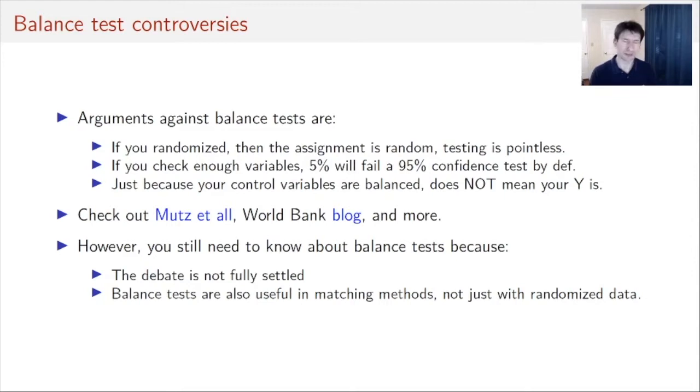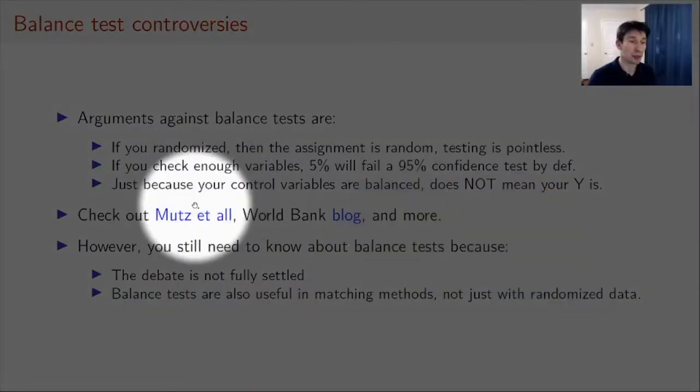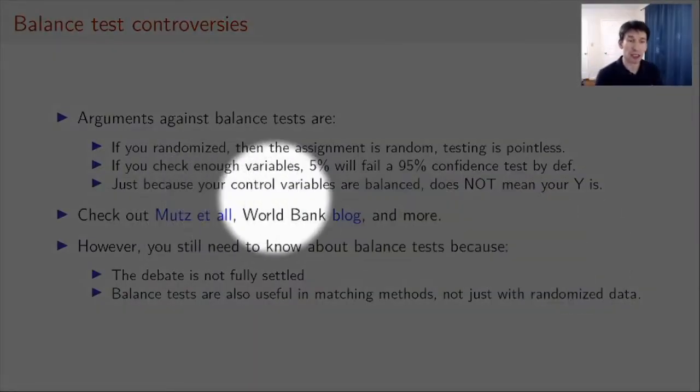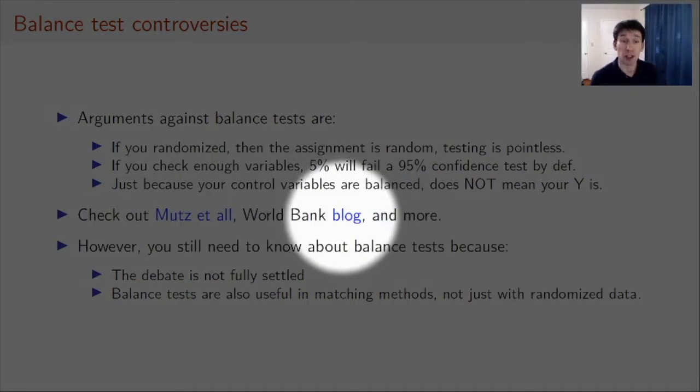and you might make wrong decisions based on that. And finally, the last argument is that just because you can check that all of your control variables are balanced, it does not mean that your y variable is balanced. In other words, the balance test is trying to see whether your two groups had similar patterns in their y variable before the treatment. And just because you checked a bunch of other variables and found balance, that doesn't say anything about whether the y is balanced. So if you want to know more about these arguments, there's a really good paper here by Mutz et al. that explains everything, and here there's also a World Bank blog that explains a lot of this.